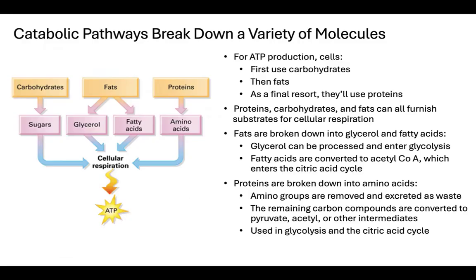As a last resort, the body can start to consume itself within its cells. It can start to use proteins. It'll break them down into amino acids. It'll get rid of the functional groups, and everything else will go into the citric acid cycle. And so, by any means necessary, your body is going to find a way to produce ATP so that it can run all of its biochemistry.